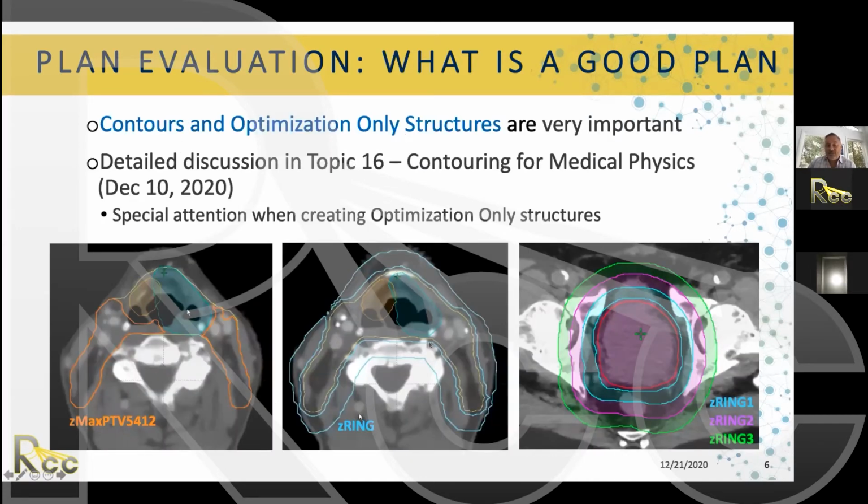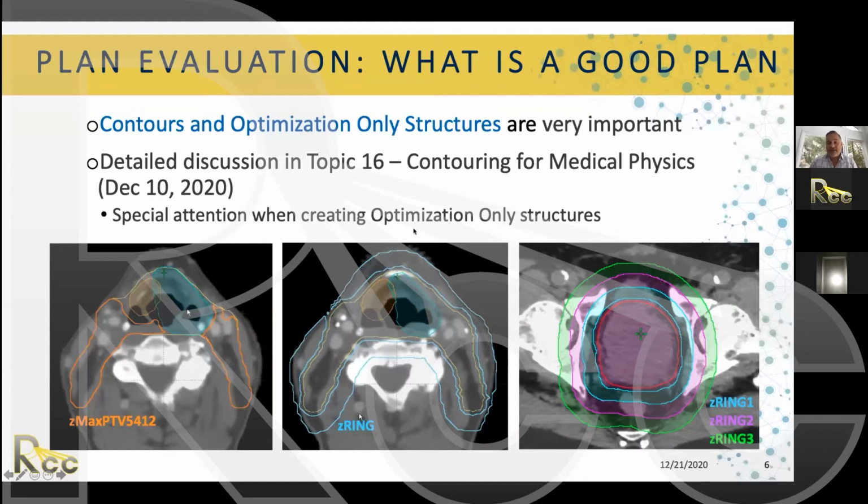As we talked about before in topic 16, every plan starts with good contours and the optimization structures only. These are very important structures. If we don't do a good job with the contouring, we're going to be confusing the optimization algorithm, and then maybe you have some contradictory constraints or things that don't make sense. So that's why it's very important to start with good contours.